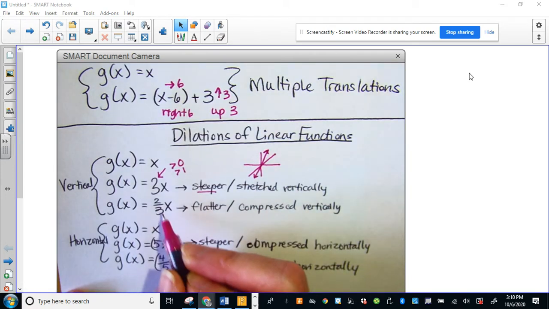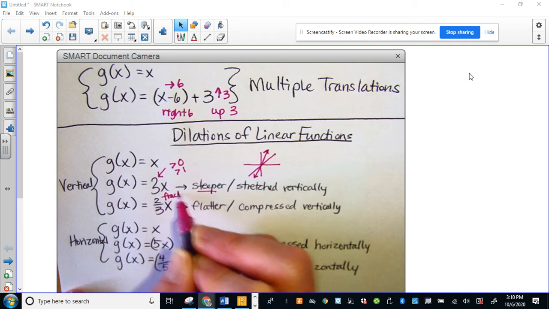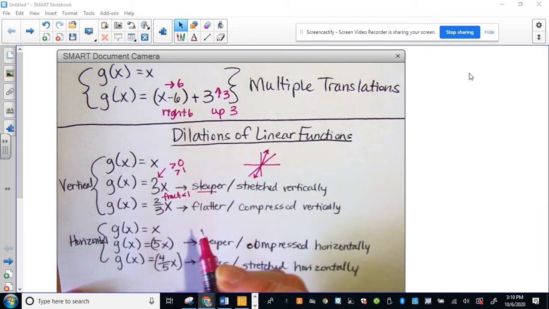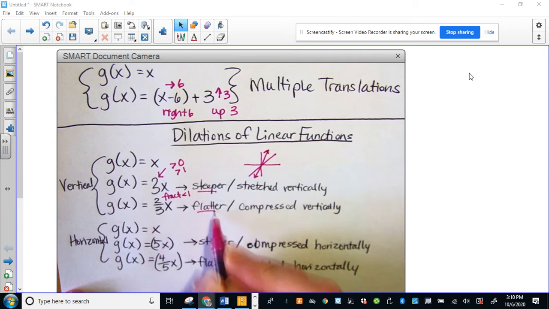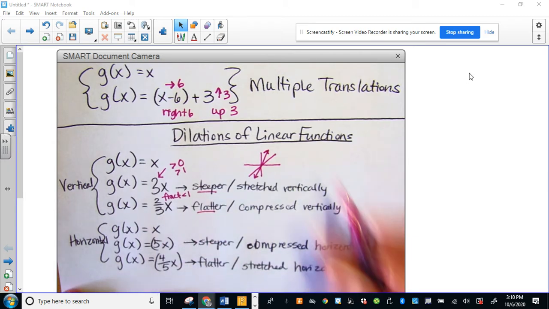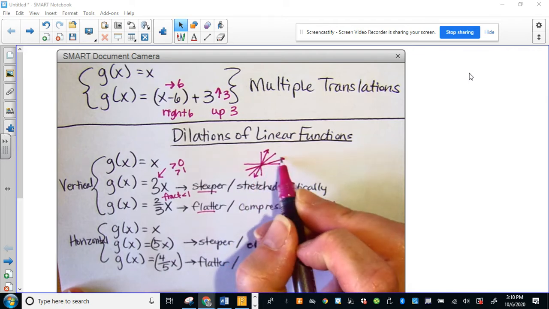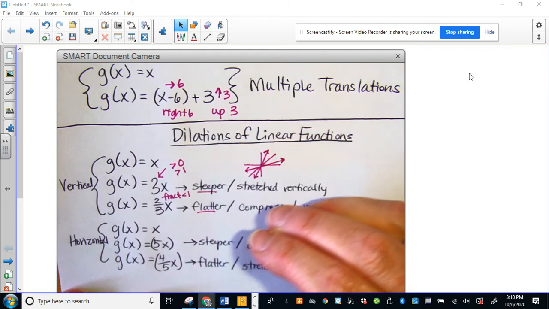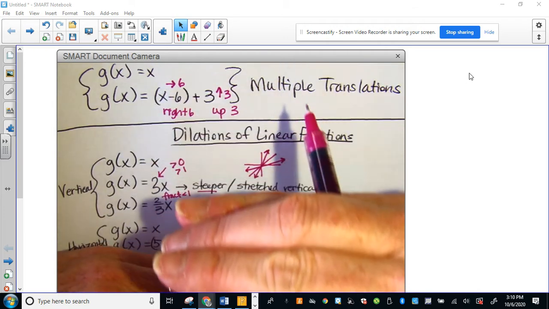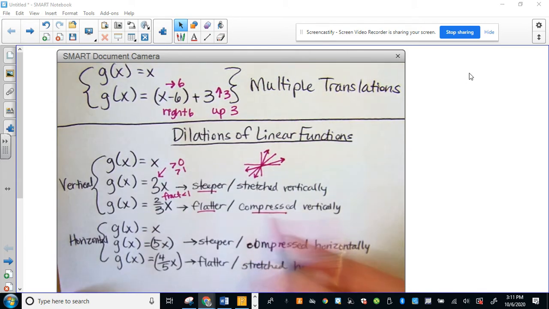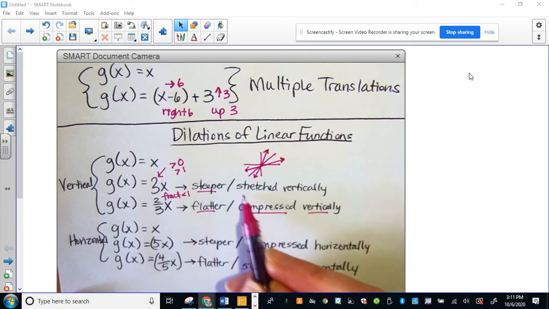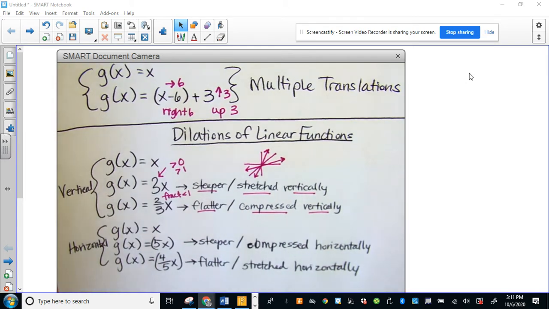So the opposite of that, if you have a fraction here, and it's a fraction that's less than 1, be careful, sometimes they might put 3 over 2 there and trick you. 3 over 2 is bigger than 1. So this is a fraction that's less than 1, so you got flatter. If you got flatter, that means it's doing this, and you're compressing it vertically, closer to the x-axis. So compressed vertically when you have a fraction, stretched vertically, making it longer, skinnier, closer to the y-axis, stretching it vertically.